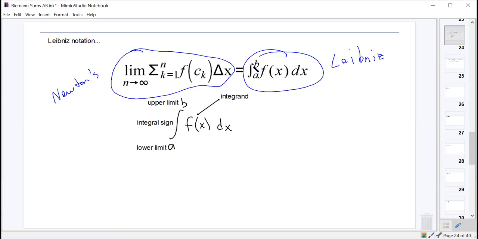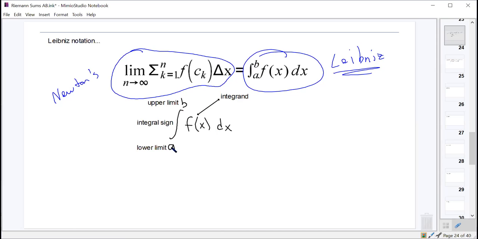Okay. So what we need to be able to do is convert back and forth between Newton's notation and Leibniz's notation, because we're going to want to use Leibniz's notation the majority of the time. Even though to start with, we're going to use Newton's notation because you need to know it for the AP text. So this little squiggly stretched out S thing is called an integral sign.